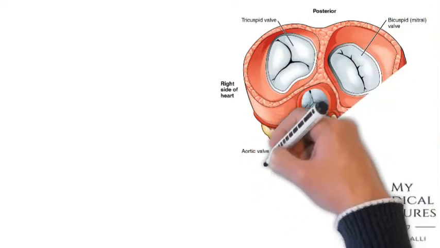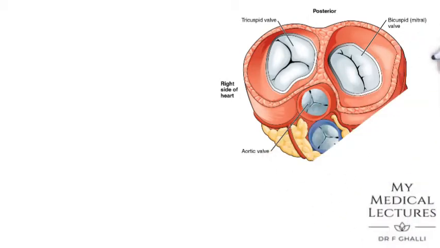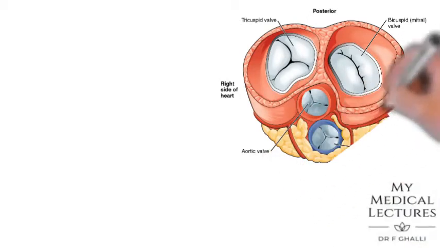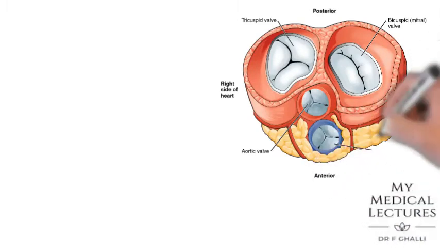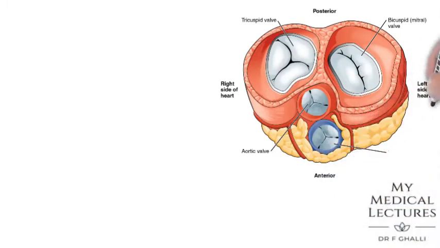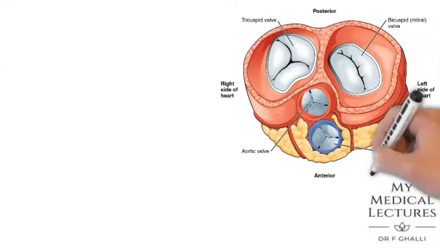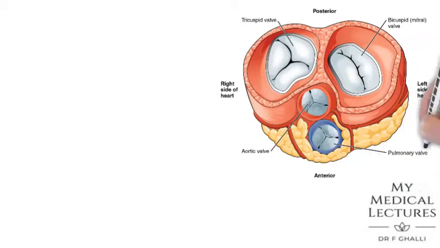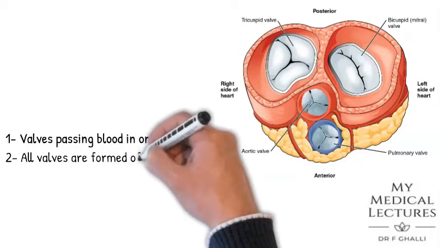So, first point, notice that the only bicuspid valve is the mitral valve, and all the other valves are tricuspid, so they have three cusps. So the tricuspid, aortic, and pulmonary valves have three cusps. And we have a disease called the bicuspid aortic valve. So all the valves are tricuspid except the mitral, which is bicuspid.